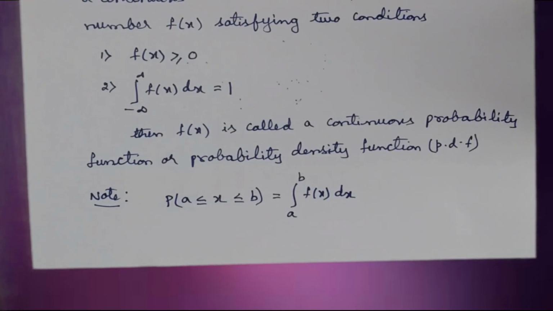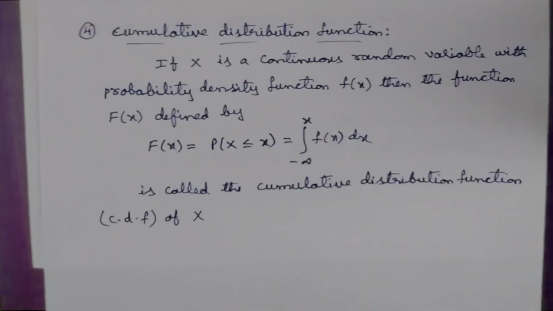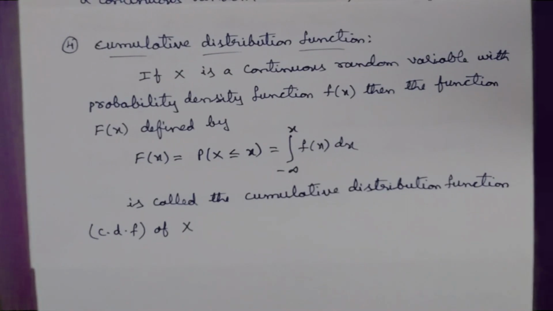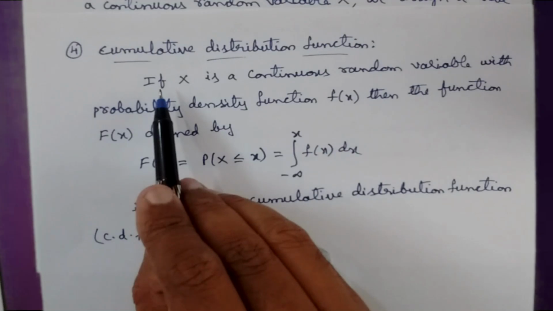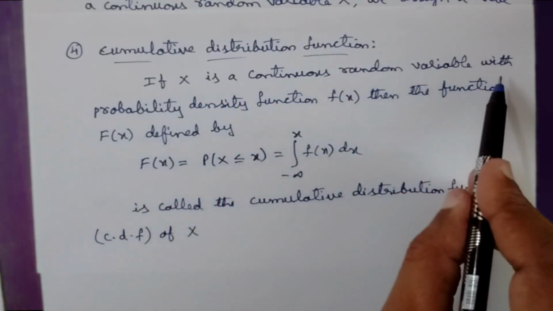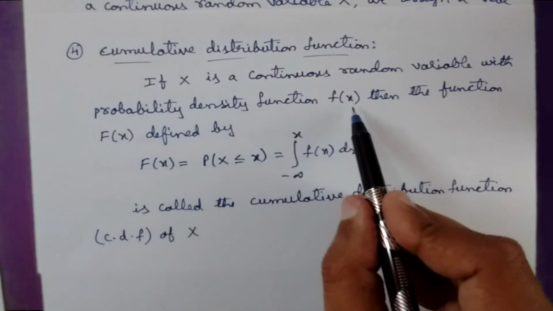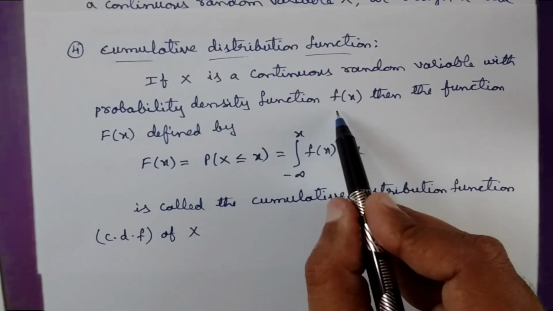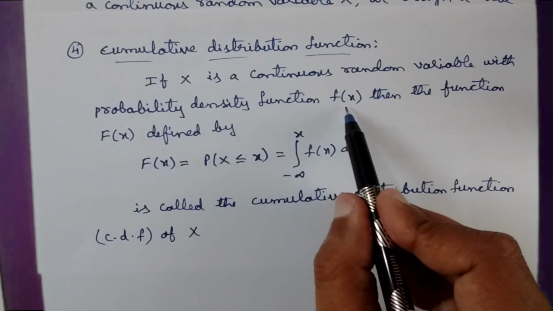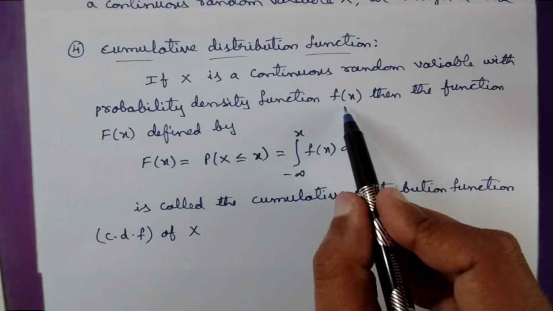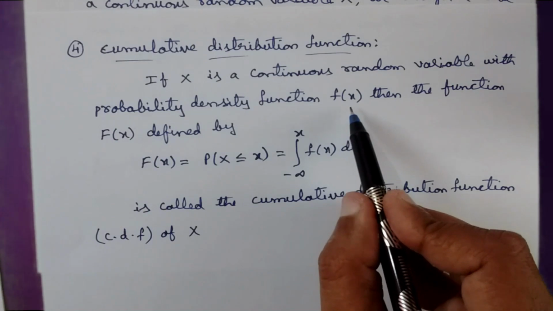Now the next definition that I have is the cumulative distribution function. So let us try to study this definition: cumulative distribution function. So what is this definition? Suppose we are taking x as a continuous random variable with probability density function, that is PDF, f of x. So if it is a PDF, it has to satisfy two conditions. As I told you, f of x should be greater than or equal to 0. The second condition is that the integral from minus infinity to plus infinity of f of x dx should be equal to 1, as I've shown you earlier.